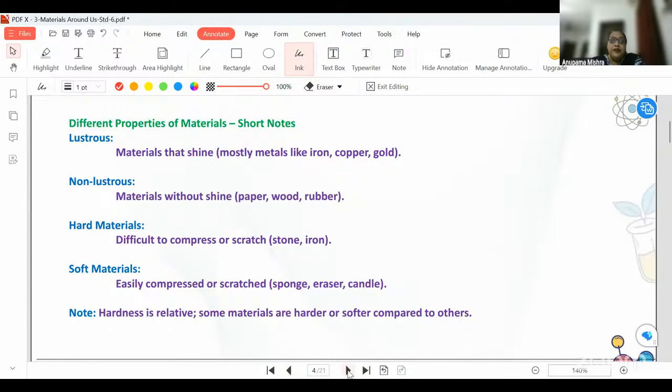Now, what are the different properties of a material that we find? First comes lustrous. What do you mean by lustrous?